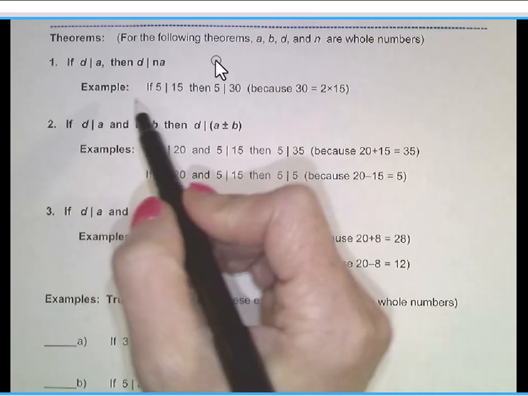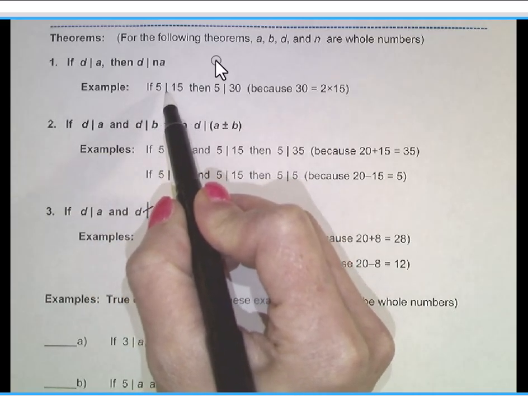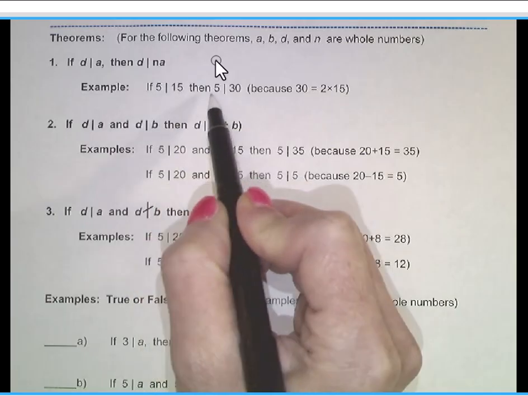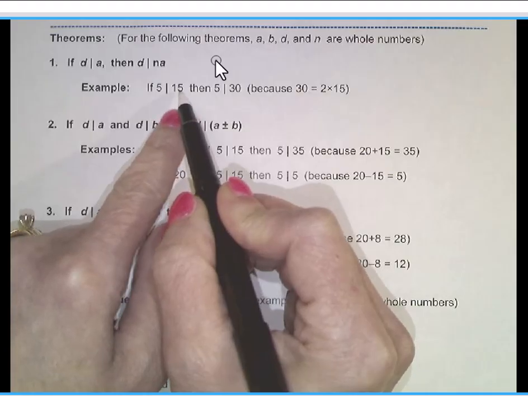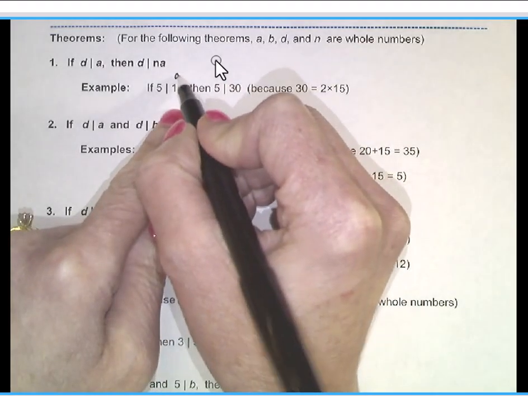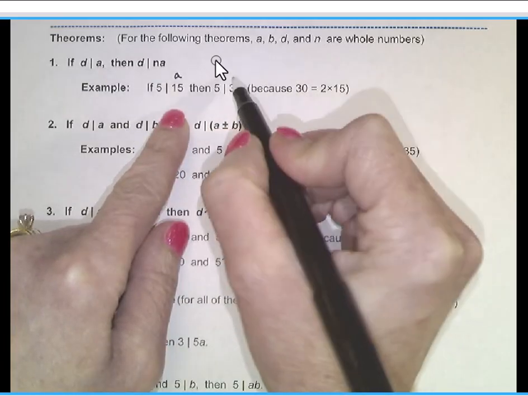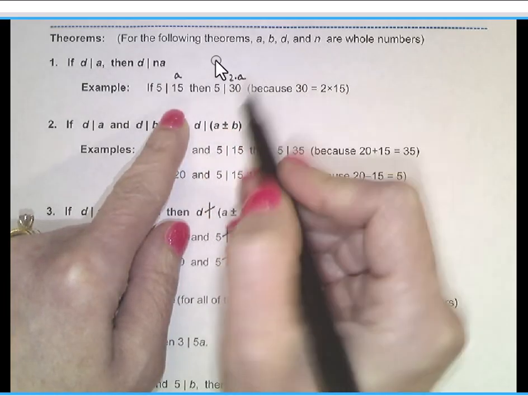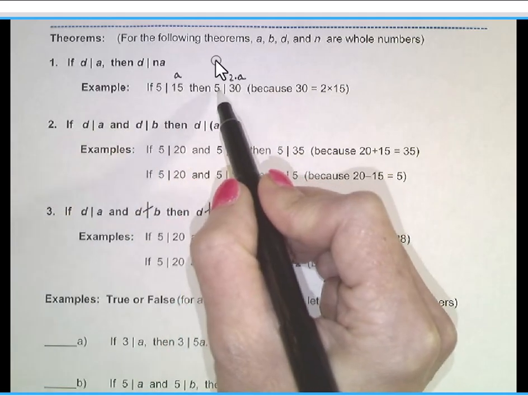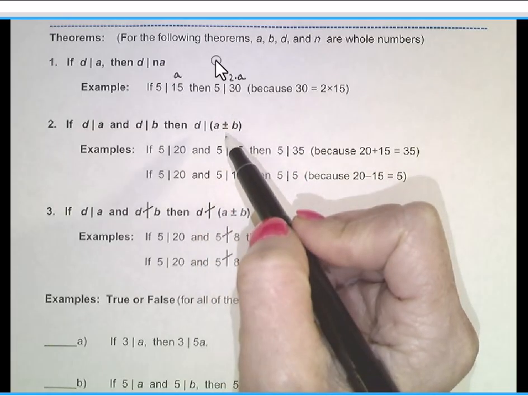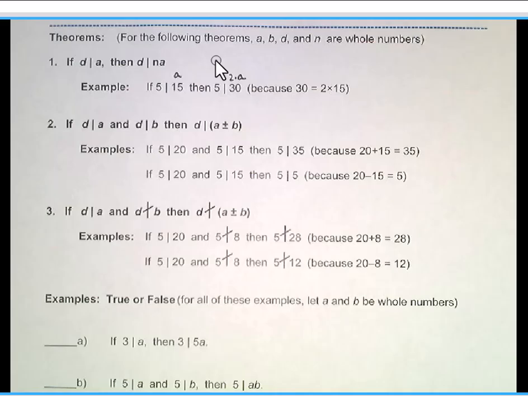Let me show you an example. If 5 divides 15, we know that that's true, right? 5 divides evenly into 15. Then 5 is also going to divide into 30 because 30 is a multiple of 15. If this 15 is playing the role of A, then 30 would be 2 times A. See how that's a multiple of 15? So if we know that 5 divides 15, it's a given that 5 is going to divide 30 because 30 is a multiple of 15. So that's what theorem 1 says.